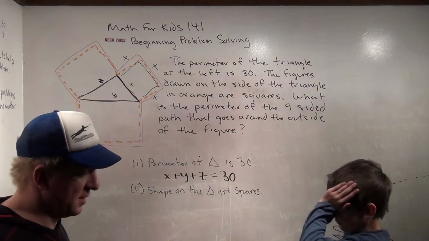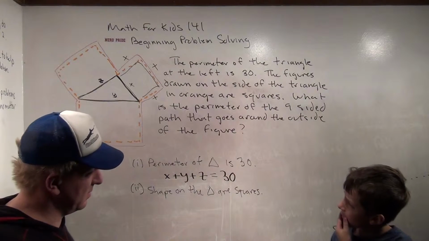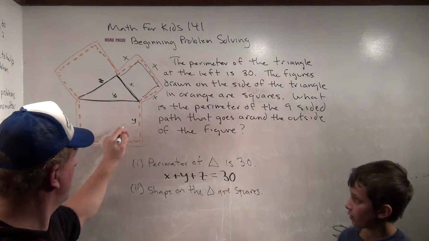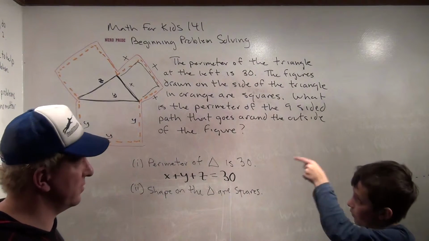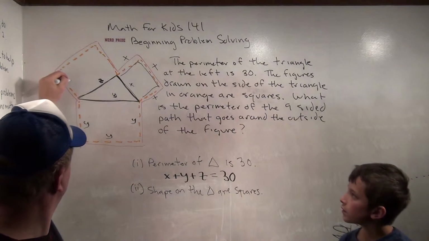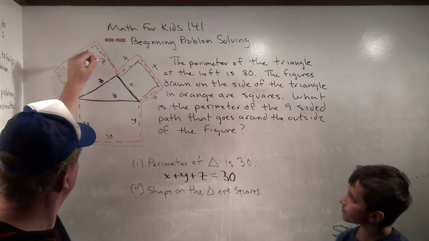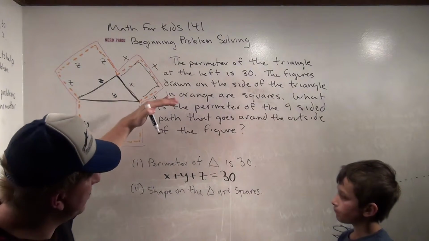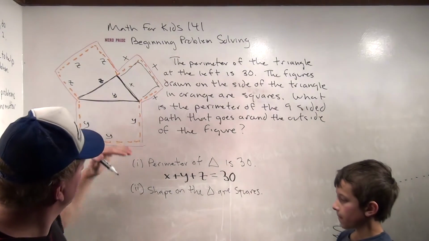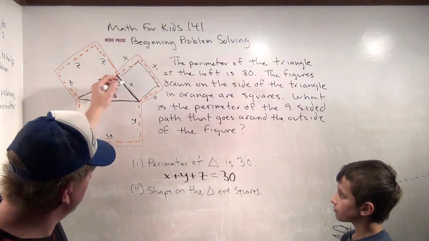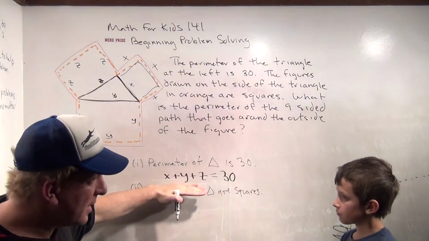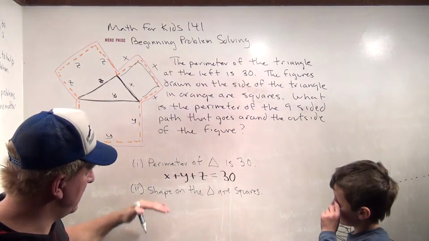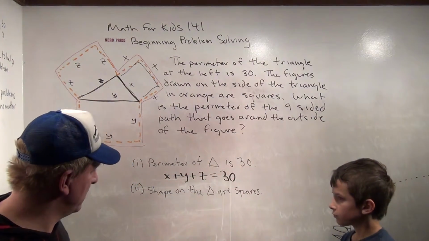Does it tell us anything else? Well, it also tells us, for the y square, this is y, this is y, and this is y. And the z one too. And this is z, this is z, and this is z. Okay? So we've now used two very important bits of information. First is, going around the triangle is 30, and since we don't know anything about what the sides of the triangle are, we just call them x, y, and z. And that said x plus y plus z is 30.